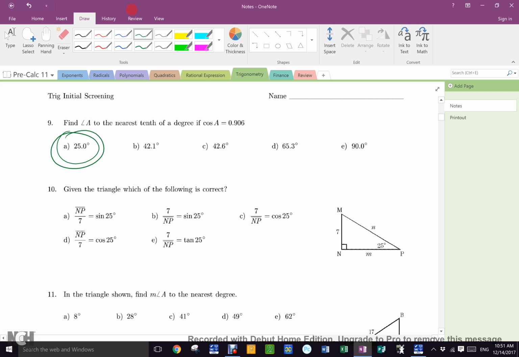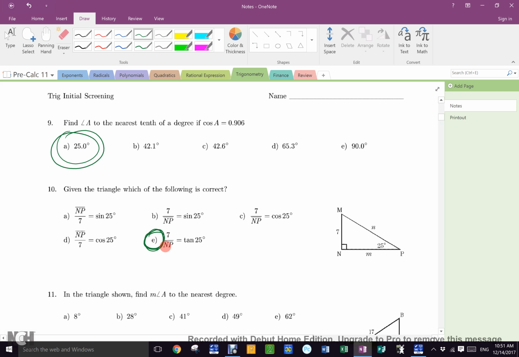Uh, 10. Which of the following is correct? So, you got to check them all. Let's check E. E is correct, so I'm going to assume it's the only one that's correct.